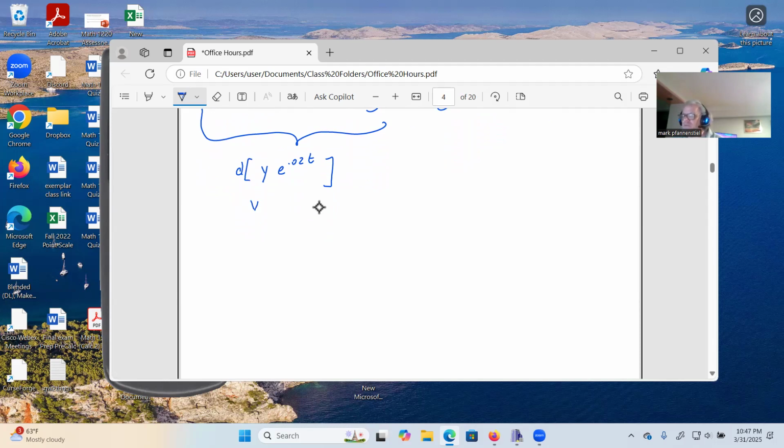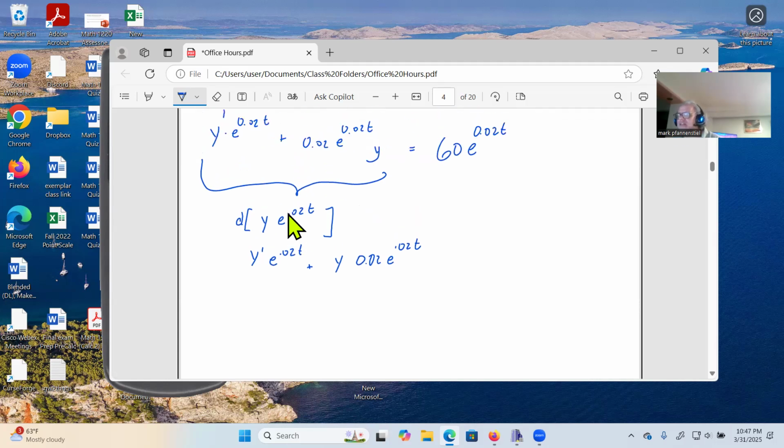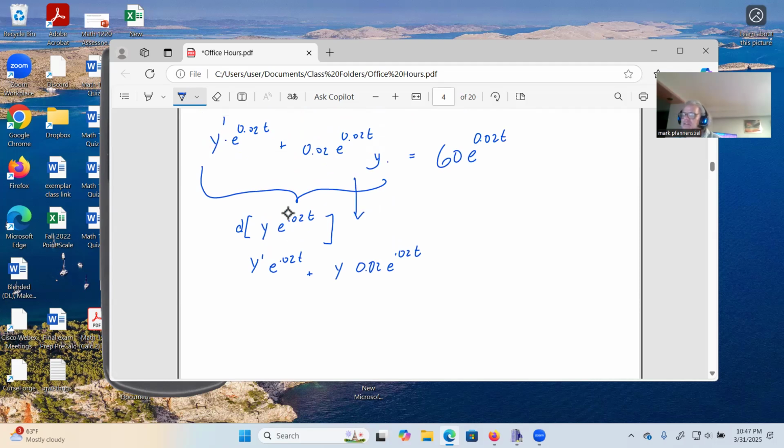So we have the derivative of the first, y prime, times the second, plus the first times the derivative of the second. That's going to be 0.02 e to the 0.02t. If we take the derivative of the first times the second plus the first times the derivative of the second, is this the same thing? Despite the fact that I've changed the order, this is the same idea. So this piece turns into the derivative of y e to the 0.02t, and this is equal to 60 e to the 0.02t.